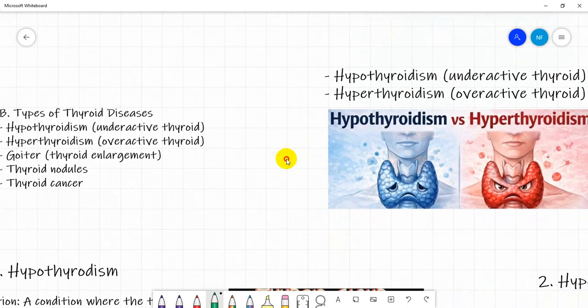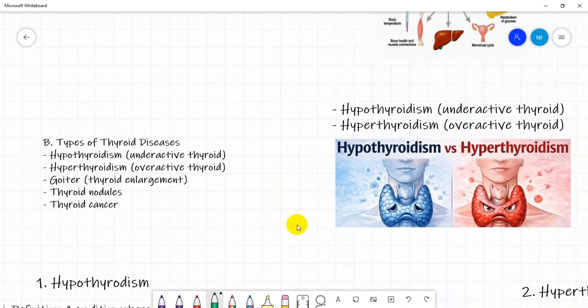For sure, there are certain types of thyroid diseases. Many types. First of all, there is hypothyroidism, which is the underactive thyroid, meaning the thyroid gland is not working properly. The second one is hyperthyroidism, the overactive thyroid. The thyroid gland is acting more than needed. The third one is the goiter, which is the enlargement in the size of the thyroid gland, the thyroid nodules, and the thyroid cancer. We are interested only in two types of thyroid diseases, which are hypothyroidism, the underactive thyroid, and hyperthyroidism, the overactive thyroid.